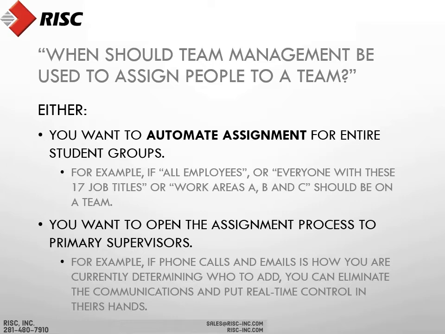So, when should team management be used to assign people to a team? If one of the following is true, then team management is for you. Either you want to automate the assignment process for entire student groups. For example, if all employees or everyone with these 17 job titles or in work areas A, B, and C should be on a team. Or if you want to open the assignment process to primary supervisors. For example, if phone calls and emails is how you currently determine who needs to be added, you can eliminate the communications and put real-time controls in their hands.